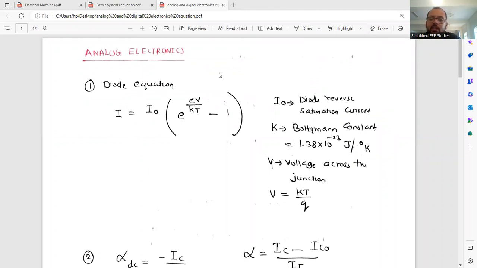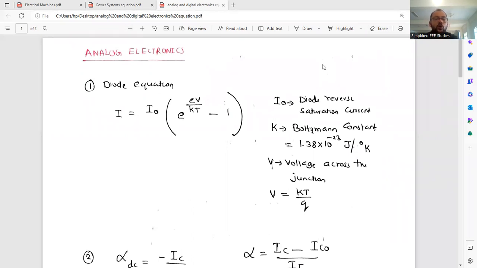In this session, I have listed out the important equations in the area of analog and digital electronics. Before entering the examination, I request you to go through them once again. You may get revision purpose. Moving on to some important equations of analog electronics.